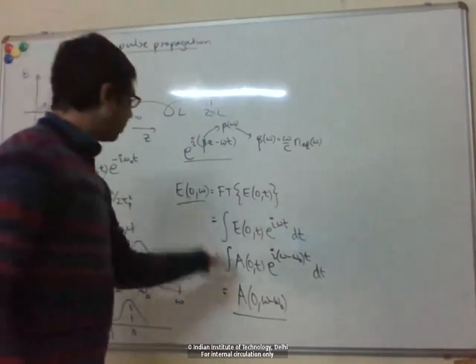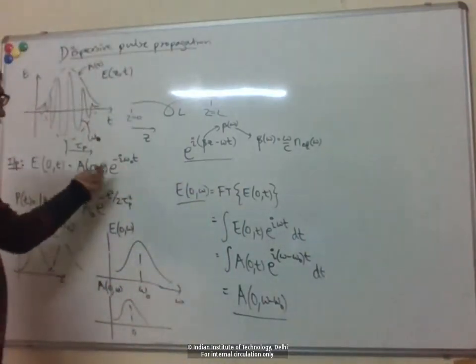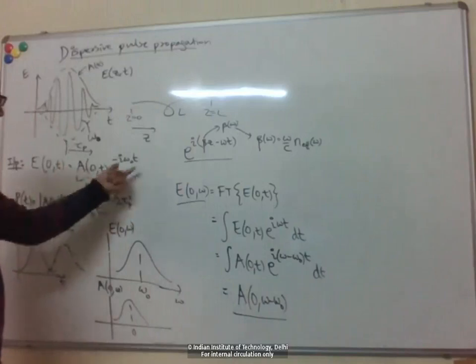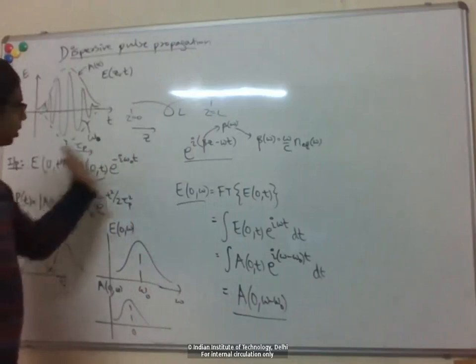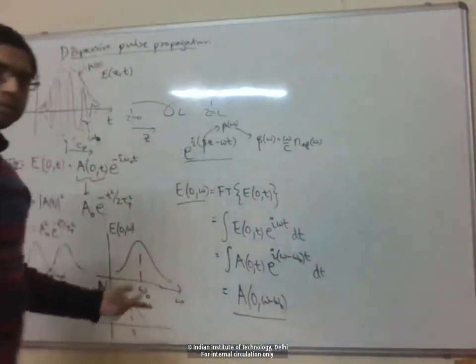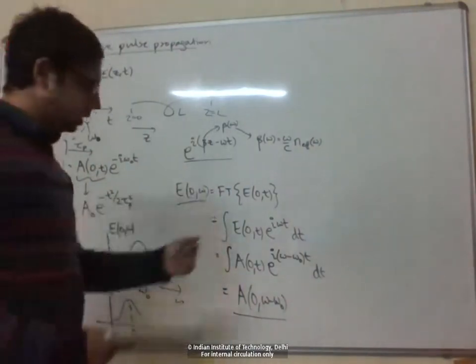And this is straightforward. You know this again from basic Fourier transform relations. If I have a signal A multiplied by some e to the i omega naught t, then I shift the spectrum of A to omega naught. You can see this from here.